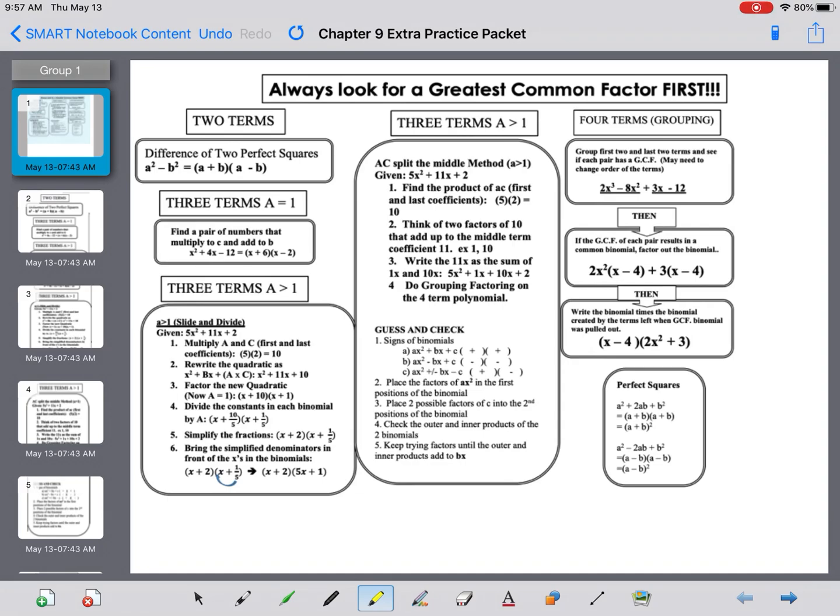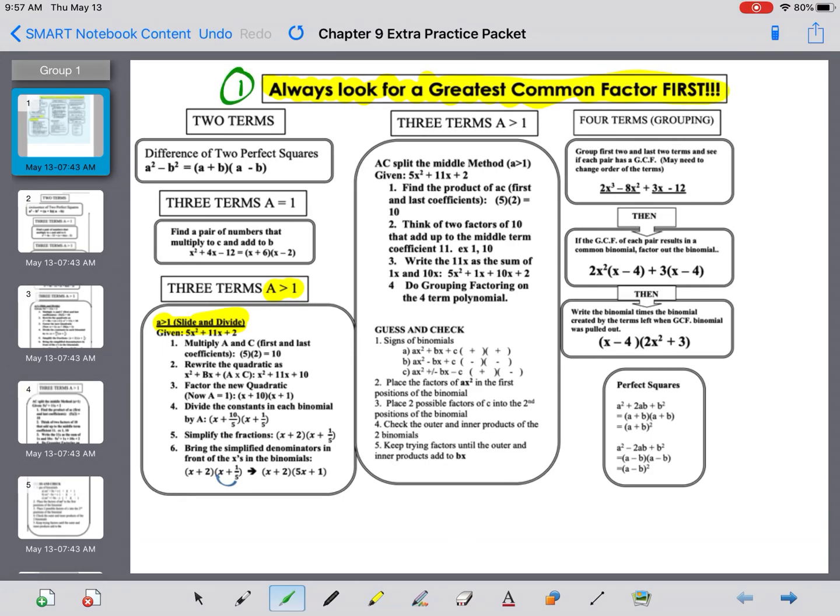And many of you, when we have a leading coefficient greater than 1, like the slide and divide method. And if you like the slide and divide method and you don't pull out a GCF when there is a GCF, the slide and divide method will not give you the correct answer. So if you like using this slick method, please always look for a GCF, and you should anyway because it makes the problem easier. So that's step number 1.